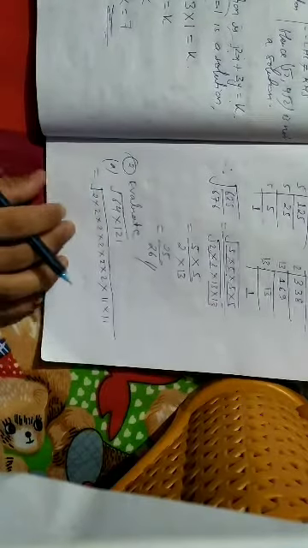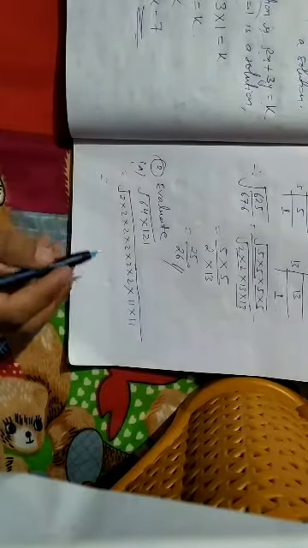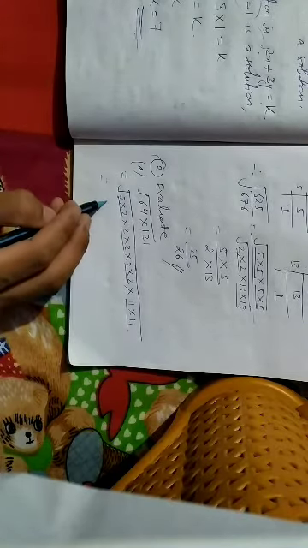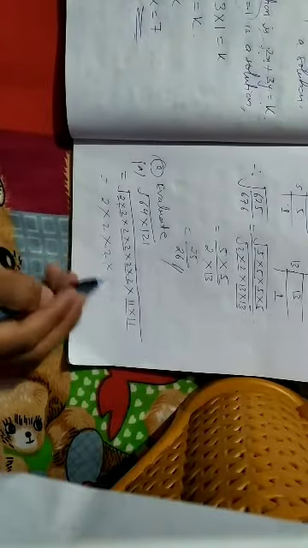Next you have to remove the root. How will you remove? First pairing: 1, 2, 3. Out of this 2 only 1 will come, out of this 2 only 1, and out of this 2 only 1, right? So 2 twos are 4, 4 twos are 8, 8 elevens are 88. So the answer is 88.